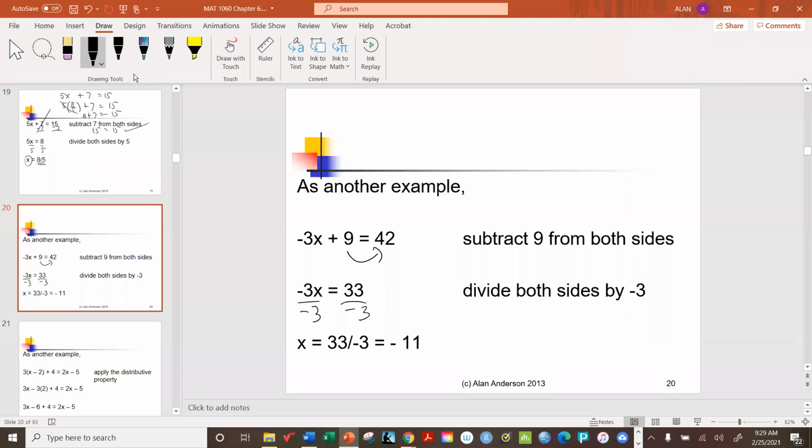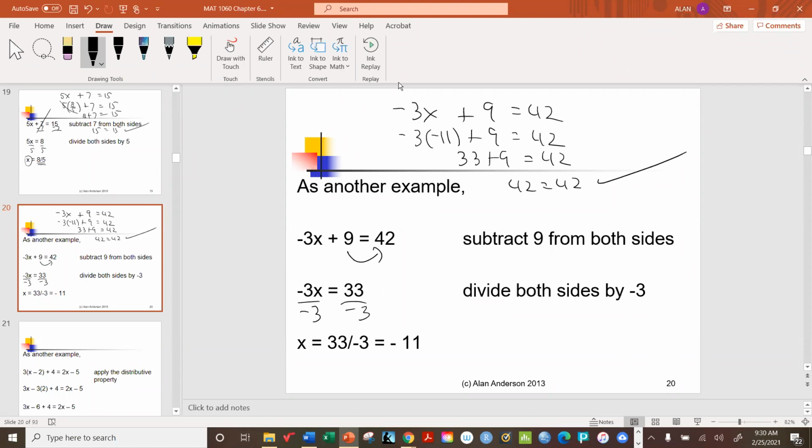All right, so again, we can simply confirm this by going back here. And let's plug in -3, -11 rather. And that proves that we've done this correctly. Very good. Congratulations.